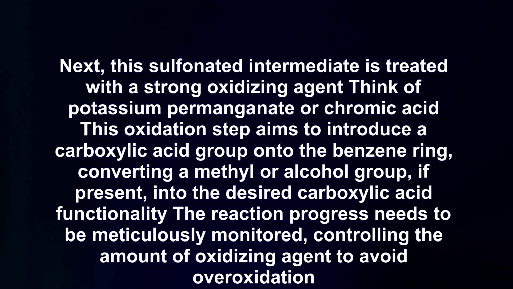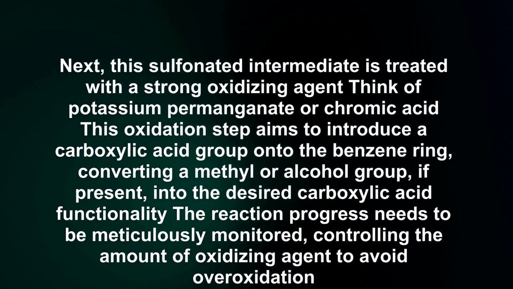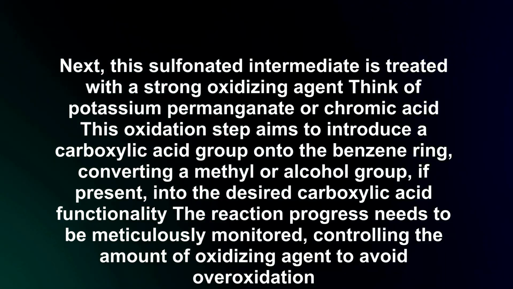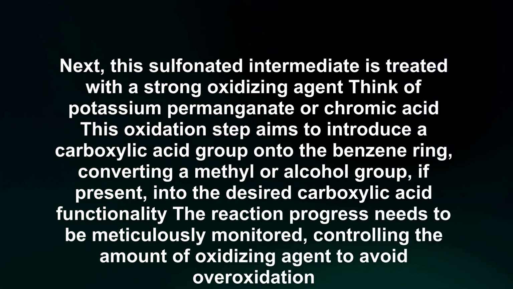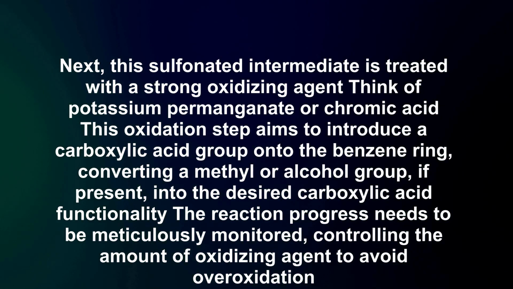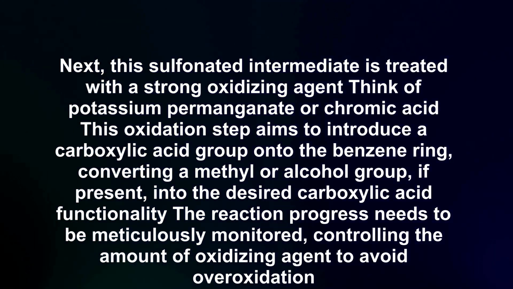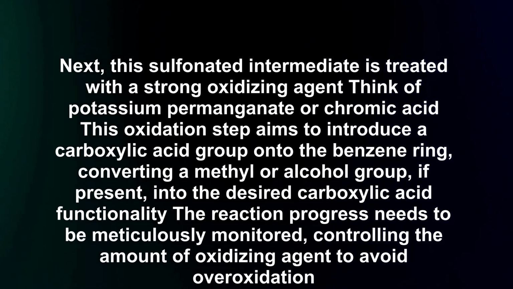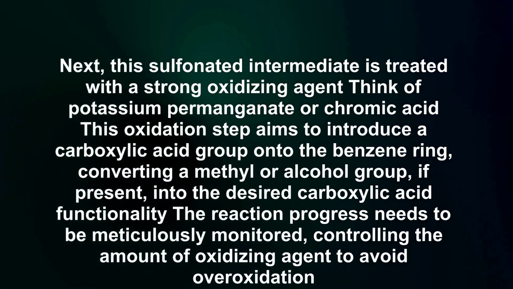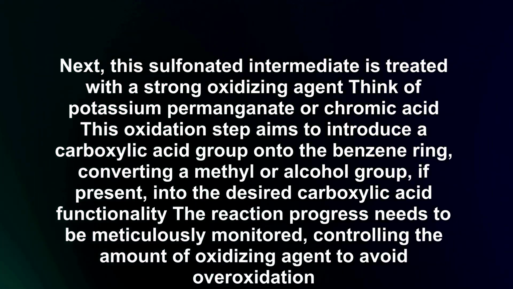Next, this sulfonated intermediate is treated with a strong oxidizing agent. Think of potassium permanganate or chromic acid. This oxidation step aims to introduce a carboxylic acid group onto the benzene ring, converting a methyl or alcohol group, if present, into the desired carboxylic acid functionality. The reaction progress needs to be meticulously monitored, controlling the amount of oxidizing agent to avoid overoxidation.